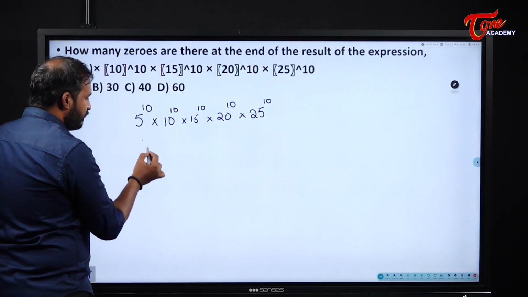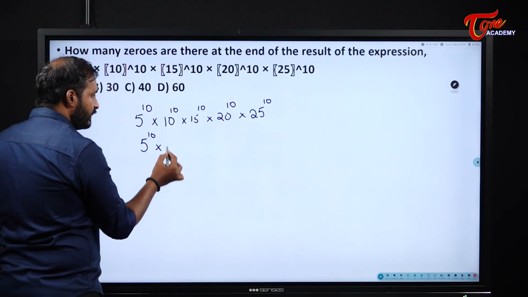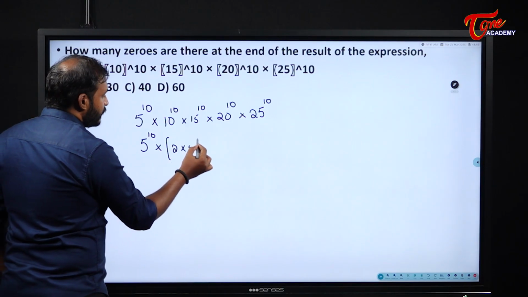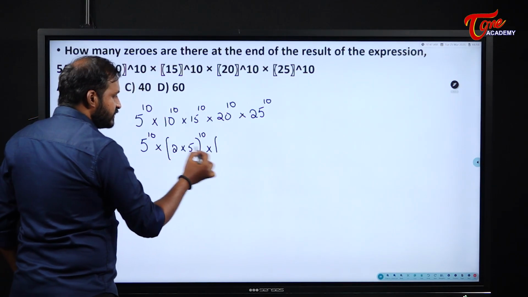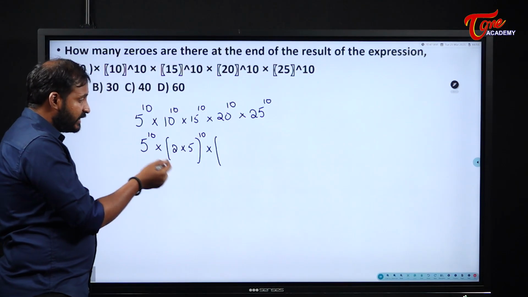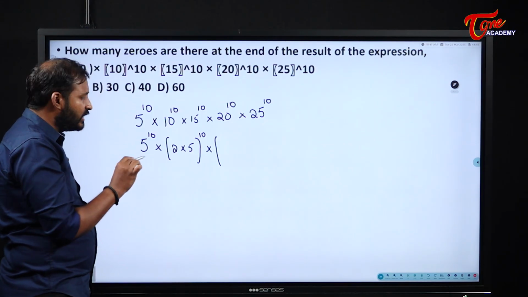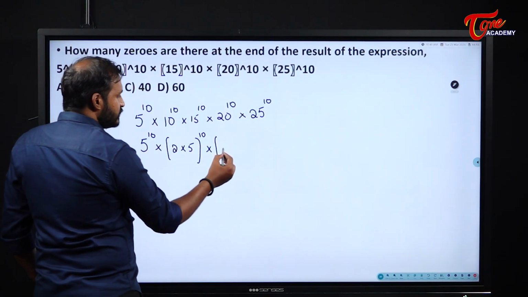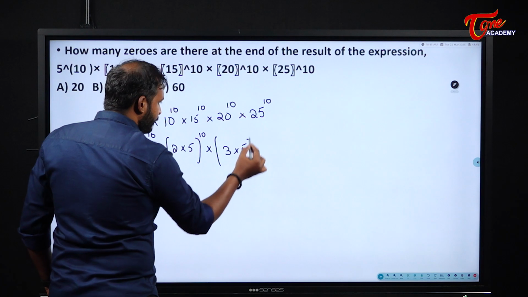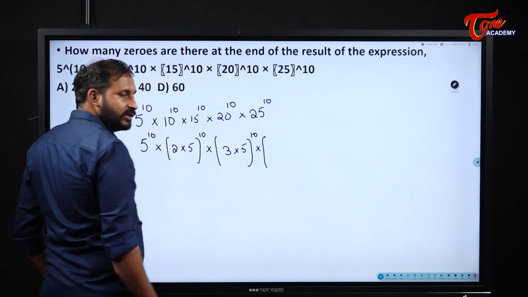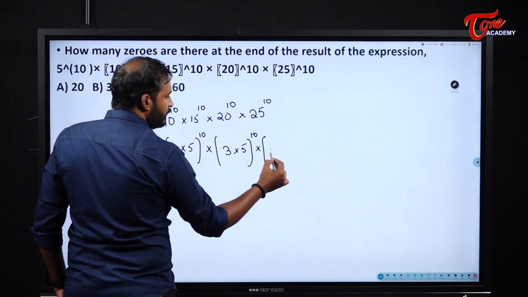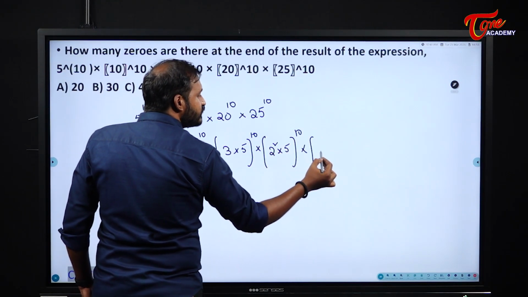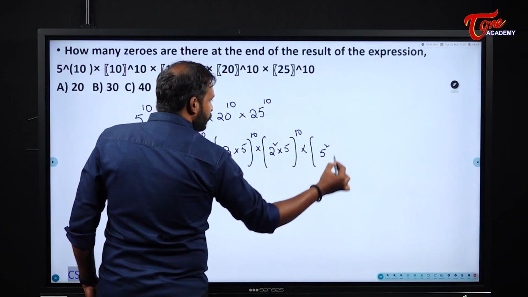Now please see here students, 5 to the power of 10, I can write it as 5 to the power of 10. 10 means what? 2 into 5, right? So 2 into 5 whole to the power of 10. As I am explaining here, I am writing each and every step, but in general there is no need to write all these things. Directly you can write them in a split manner. So 3 into 5 whole to the power of 10. 20 means what actually? 2 square into 5, whole to the power of 10. And 25 means 5 square whole to the power of 10.